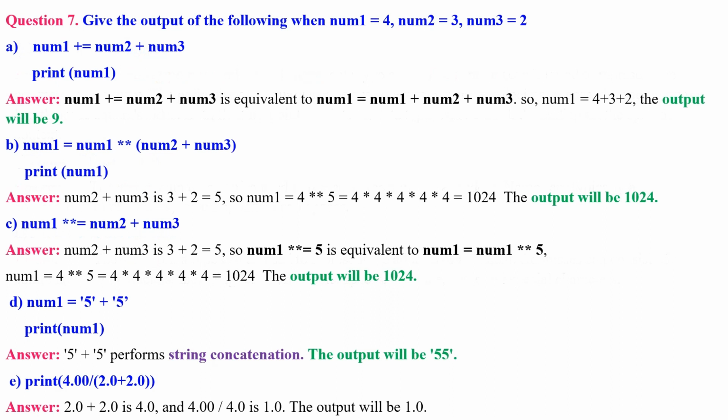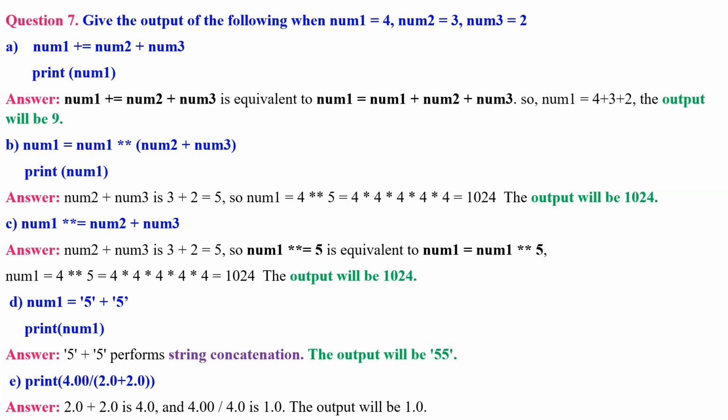Question 7. Give the output of the following when num1 equals 4, num2 equals 3, num3 equals 2. Question A. Answer. num1 += num2 + num3 is equivalent to num1 = num1 + num2 + num3. So, num1 equals 4 + 3 + 2, the output will be 9.